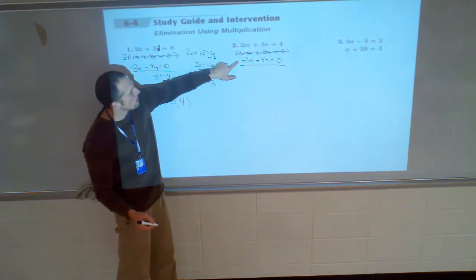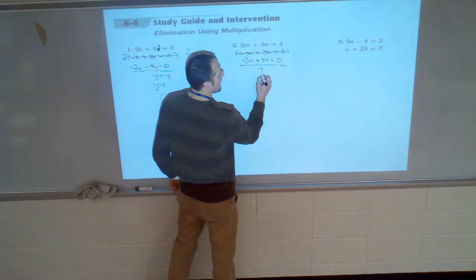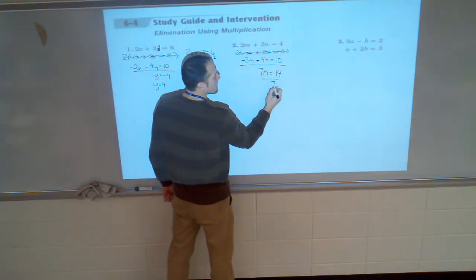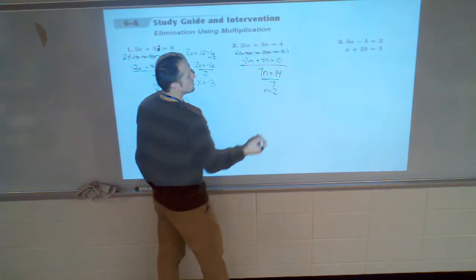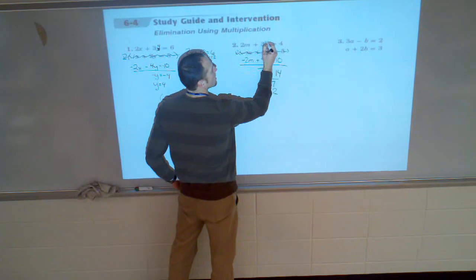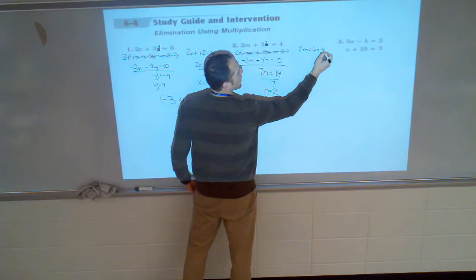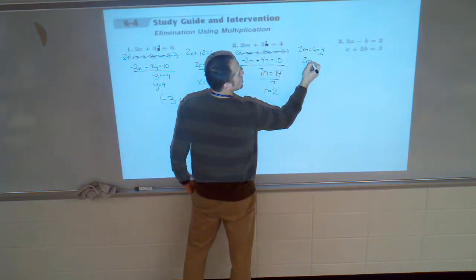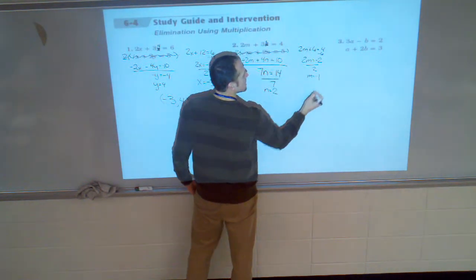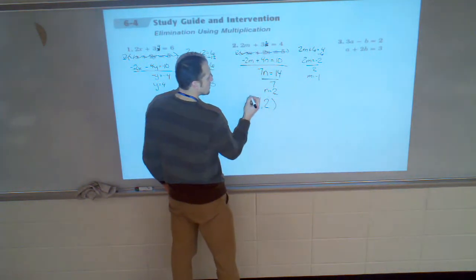2m minus 2m is 0. 3n plus 4n is 7n. 4 and 10 is 14. Divide by 7, n equals 2. Bring it back in, substitute it for n up here. So I have 2m plus 6 equals 4. Minus 6, 2m equals negative 2. Divide by 2, m equals negative 1. So my answer is negative 1, 2.